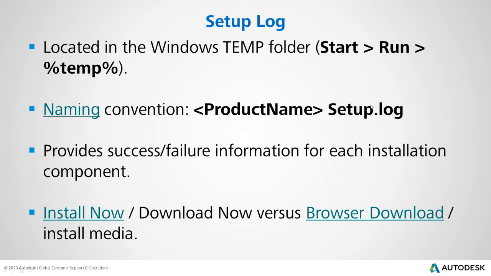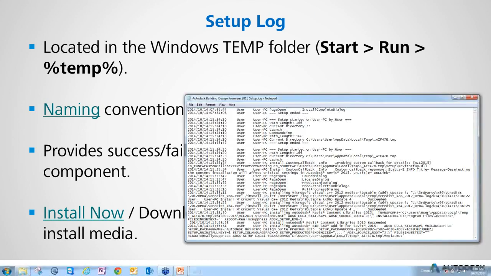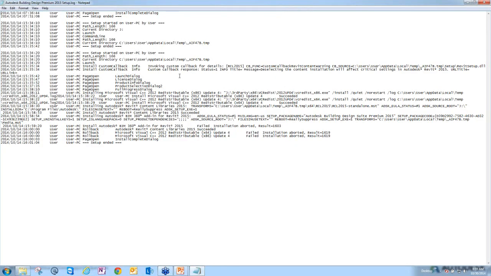So again, that provides success and failure information for each installation component. It doesn't provide a lot of detail as to what the actual error is. Let's take a quick look at one here just so you can see an idea of what I'm talking about. So this is in the prerequisite section here. Basically, everything down through all the page open stuff is just initial setup. It's not the actual installing part. So you want to go down just below all these page open lines, and this is where the actual meat of the installation happens.